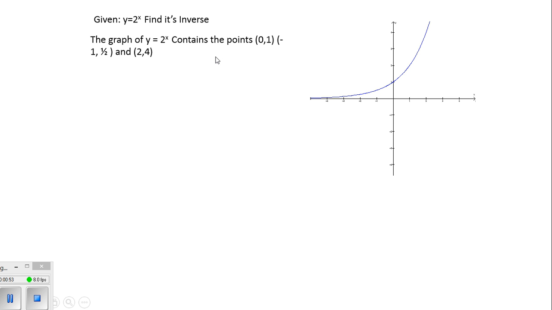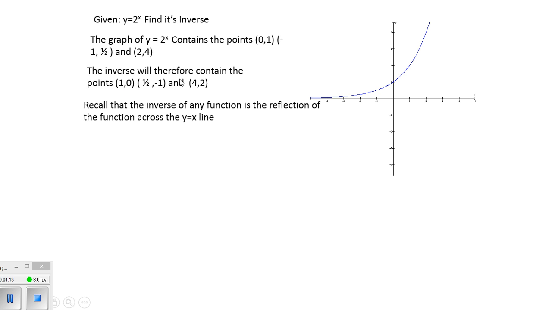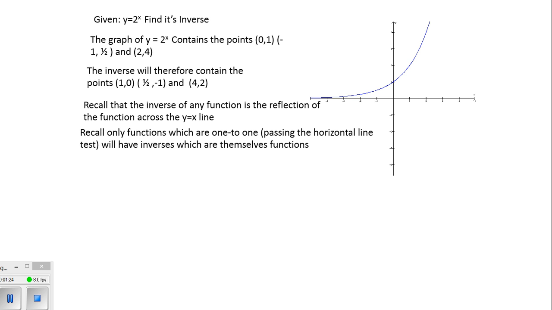Okay, and we wish to find its inverse because surely we know it has an inverse since it is 1 to 1. That is, it passes a horizontal line test. So it does have an inverse, and it should contain those points. Some generalizations that we remember about an inverse is that it's simply a reflection across the line y equals x. So let's see what it looks like. Here comes the inverse of this graph, y equals 2 to the x.